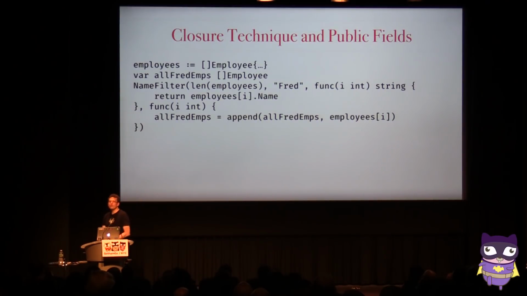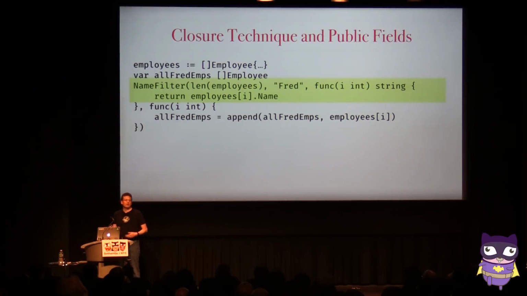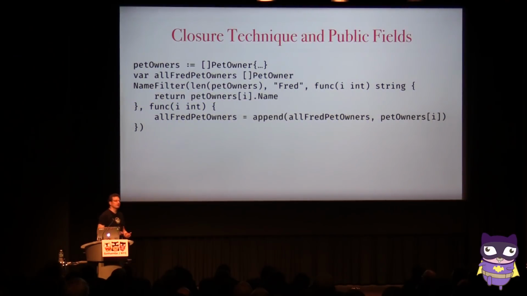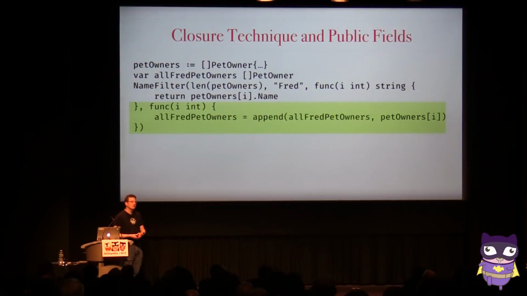And here's what the client code looks like for an employee. We have a source slice of employee data, I didn't put the whole thing up there, and an output slice for filtered employees. We call name filter, we pass in the length of our employee slice, the name we're filtering on, a closure that returns the name field for our employee, and a closure that updates our output slice. And if we want to use the name filter to process pet owners, it looks just like when we're processing employees. We just pass in different types. So we have our pet owner slice and our output slice. We call name filter with the length of the pet owners and the name, a closure that returns the name for a pet owner, and a second closure that updates the output slice.